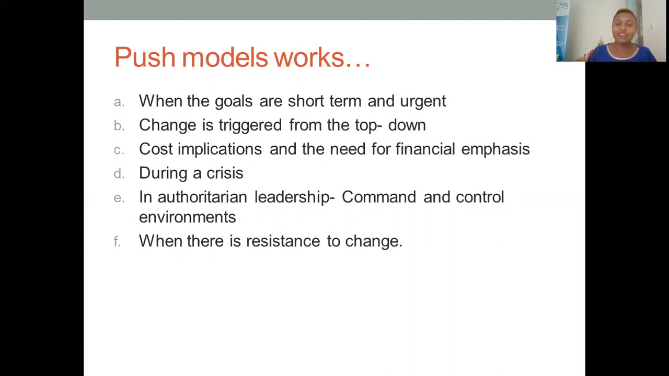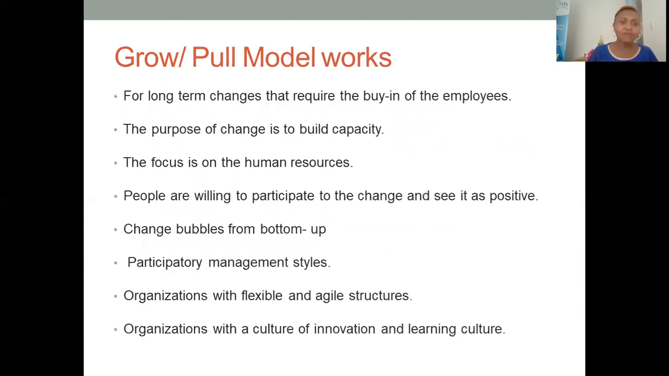So when does the push model work? The push model works when the goals are short-term and urgent, when time is of the essence, when resources are low, when there's need for financial emphasis, there are financial constraints, when there's a crisis, in organizations that have an authoritarian leadership style, a command and control environment, where people are likely to resist change, and change is very important, and there's urgency towards that change, then organizational leaders are likely to push the change downwards.